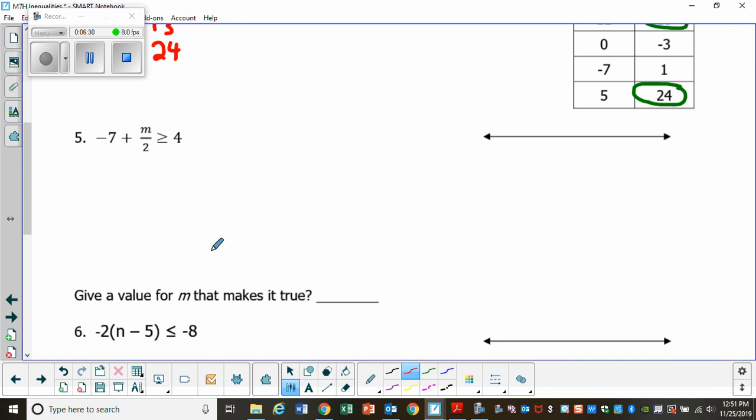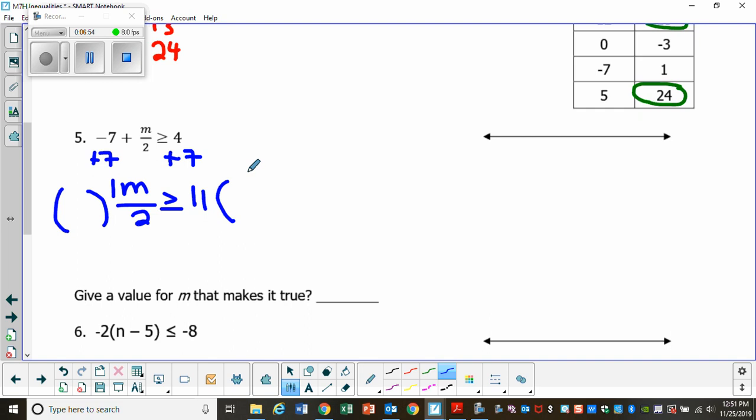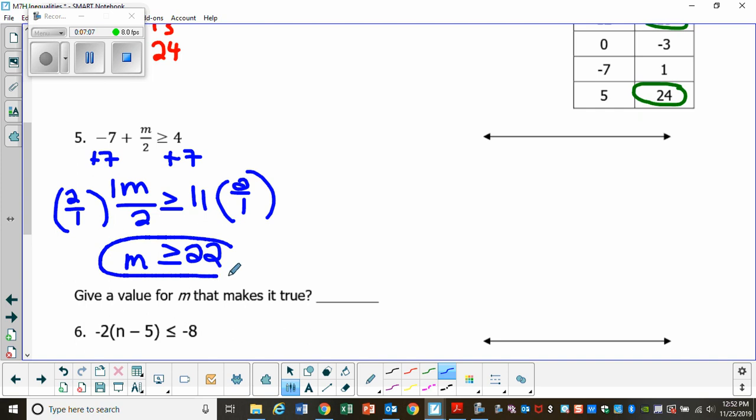This next one reads, negative 7 plus m divided by 2 is greater than or equal to 4. So again, we're going to do inverse operations. We're going to add 7, add 7. We get m over 2 is greater than or equal to 11. And remember, the coefficient is 1/2, so 1 divided by 2. The opposite is to multiply by the reciprocal, which is 2 over 1. We do not flip here because the coefficient, the number with the variable, is not negative. 11 times 2 is 22. So m must be greater than or equal to 22.